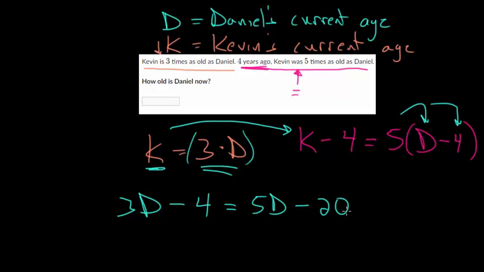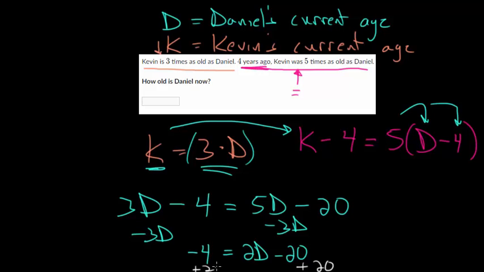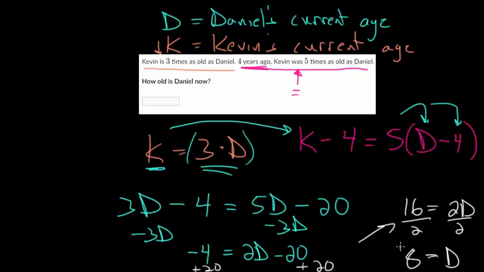Now, we've got variables on both sides. Let's put them on the side with more, this side with 5D. So I'm going to subtract 3D on each side. And so I get that minus 4 is 2D minus 20. And let's add 20 on each side so that we can get D by itself. So minus 4 plus 20, that's 16. And we've got 2D. And lastly, let's divide by 2. So we find that Daniel's current age is 8.